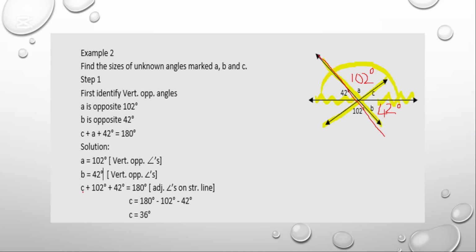So we write it out like this. C plus 102 plus 42 is equal to 180. Why? Adjacent angles on a straight line. So C is equal to 180 minus 102 and minus that 42. And C is equal to 36 degrees. Right, next one.